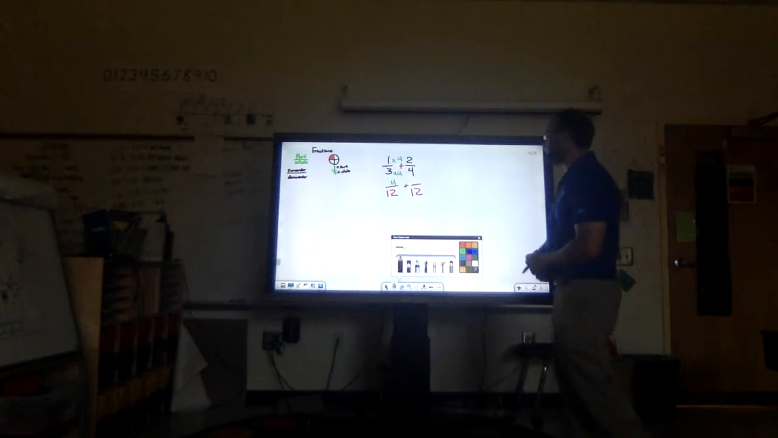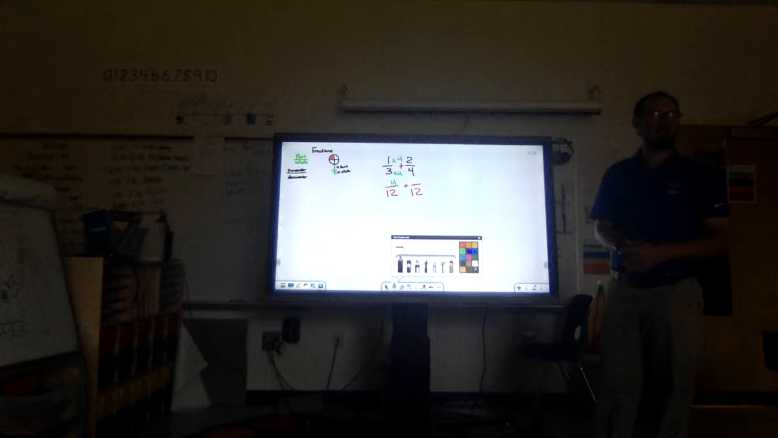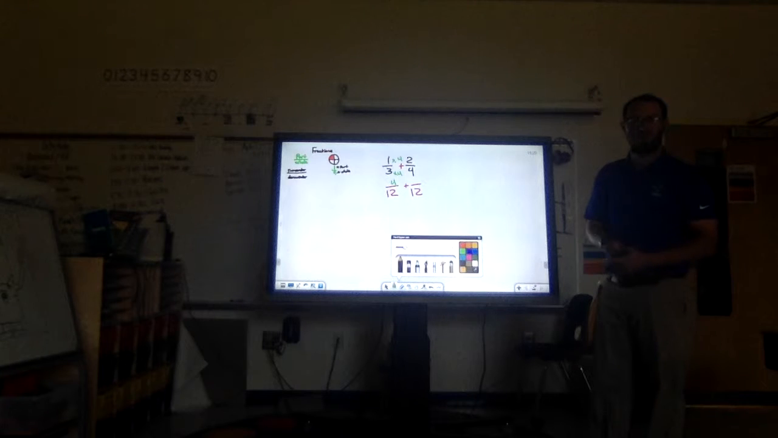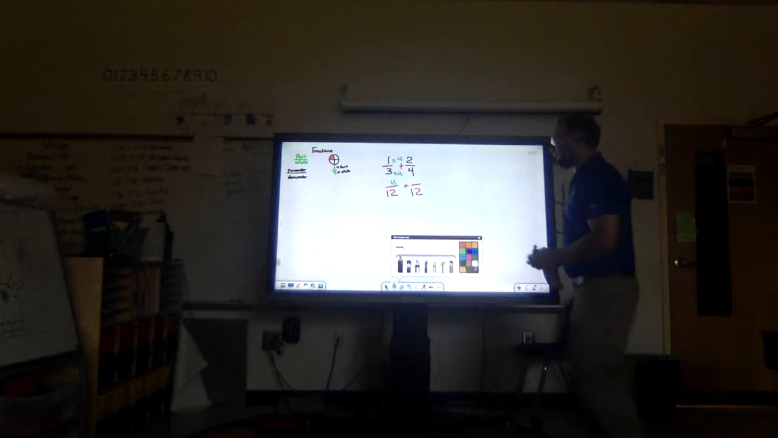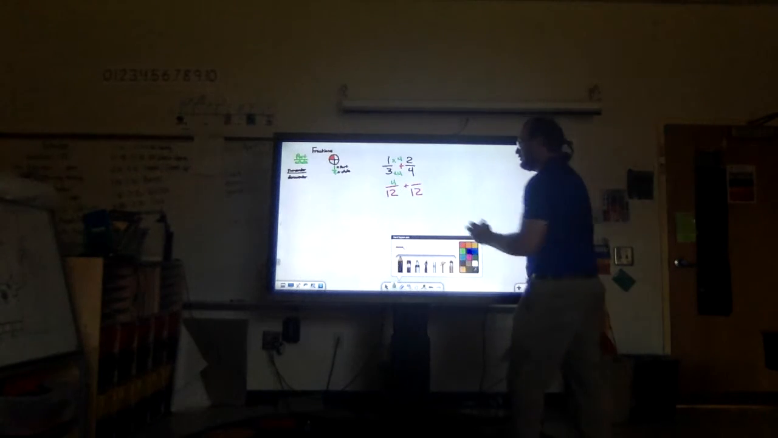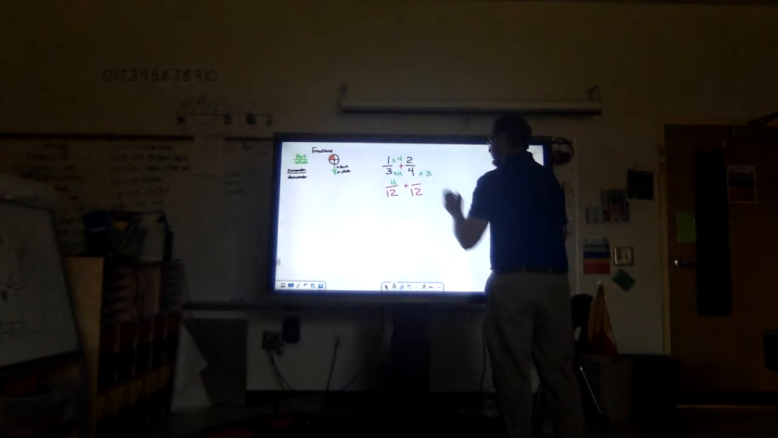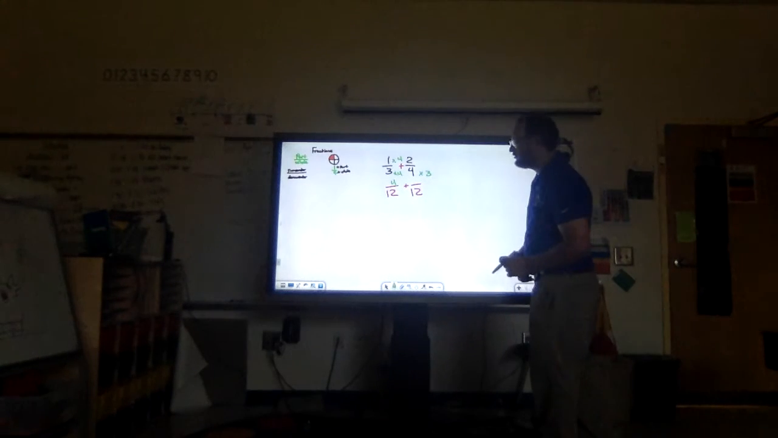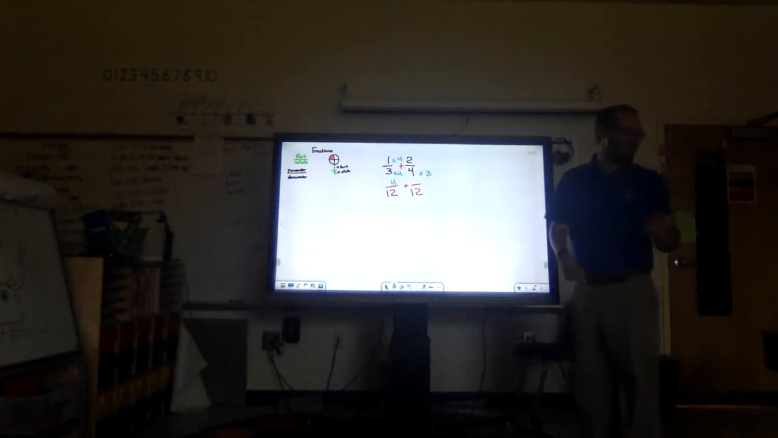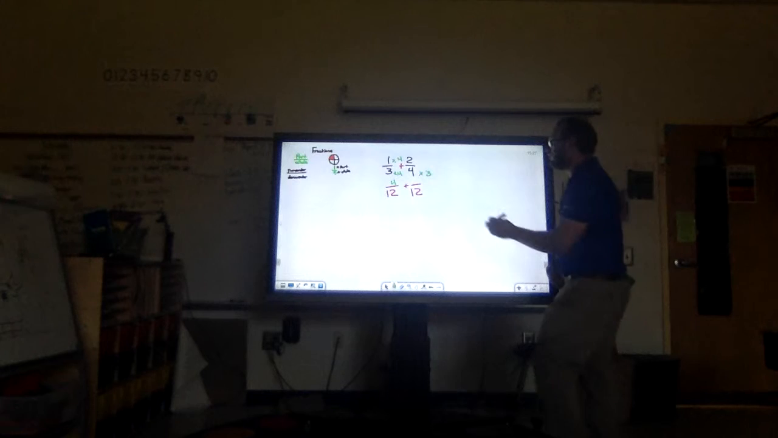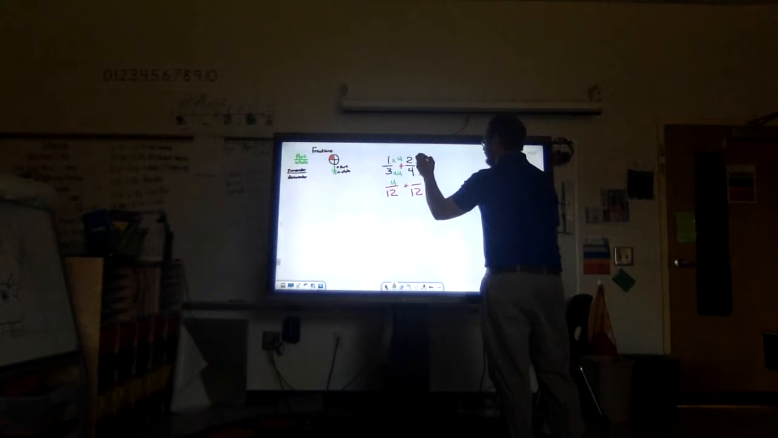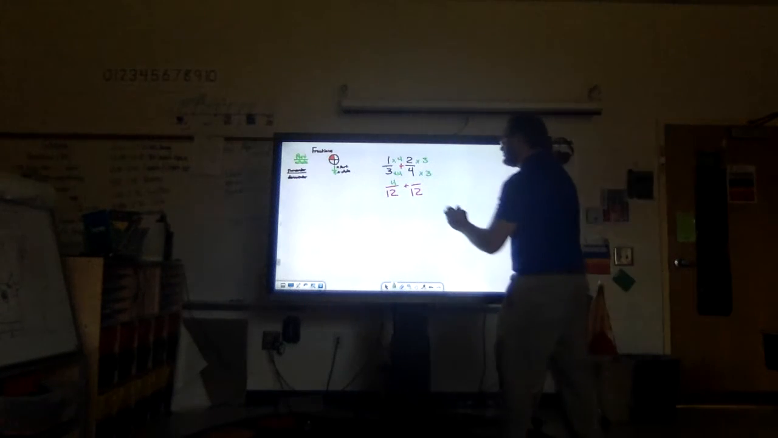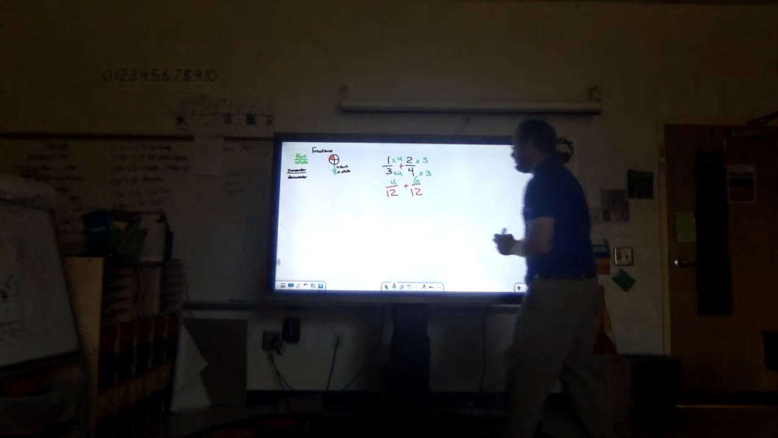Okay, so what can we do to the other fraction to get an equivalent fraction for 2/4? What can we do? There, we can multiply it by 3. Good job. Multiply it by 3. 4 times 3 equals 12. What we do to the bottom, we have to do to the top. Okay, 2 times 3 equals 6.